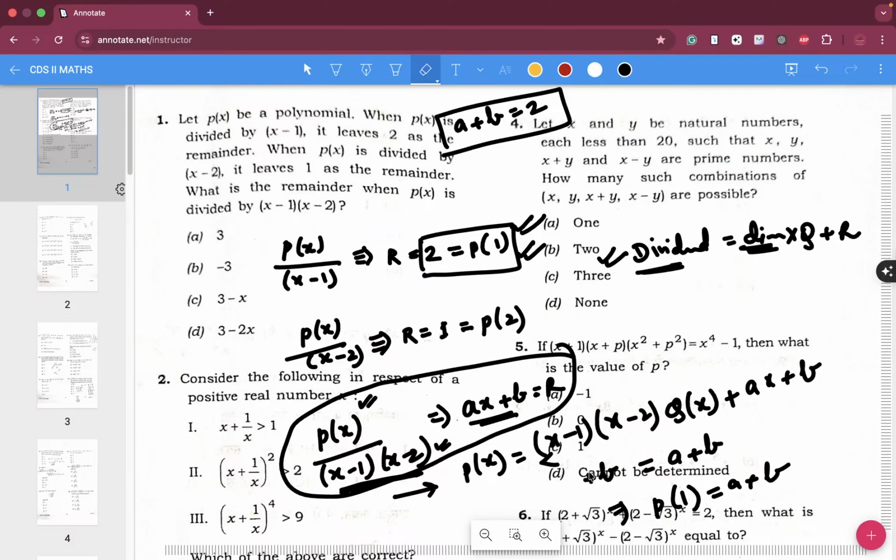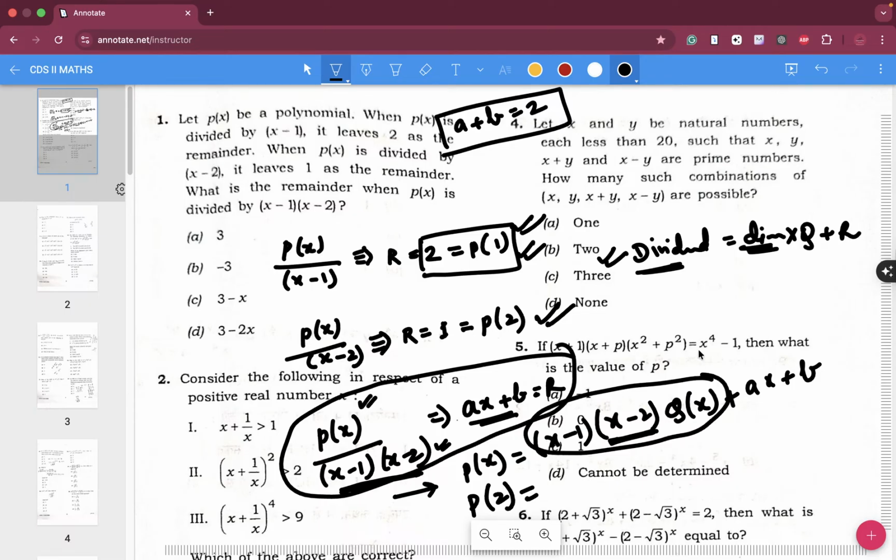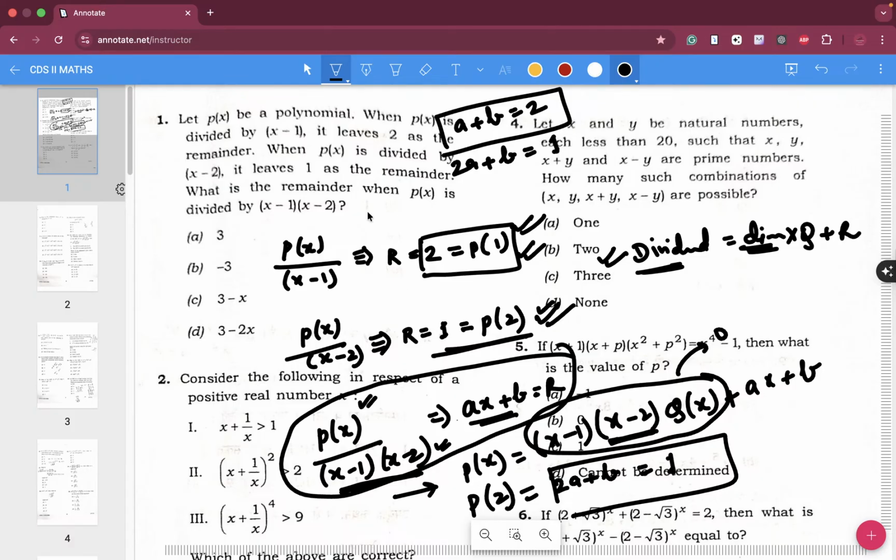Similarly, if I'm using p of 2, if you write down 2 over here, x minus 2, this whole stuff will become 0. If this whole stuff becomes 0, over here you will have 2a plus b, and we also have p of 2 value is equal to 1. So 2a plus b is equal to how much? 1. So 2a plus b is equal to 1 is what we have over here, right, folks?